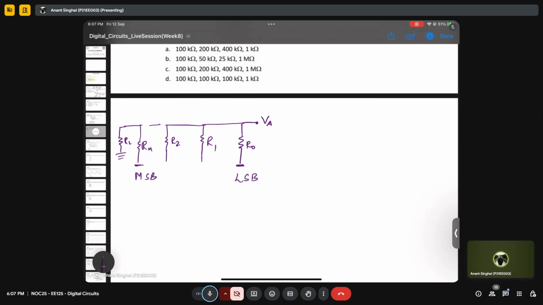And for this particular circuit, you might already know the relation between the resistors. Let's keep it more generic. Let's say R0 is R, so R1 always comes out to be R by 2. R2 comes out to be R by 4. Similarly, Rn.